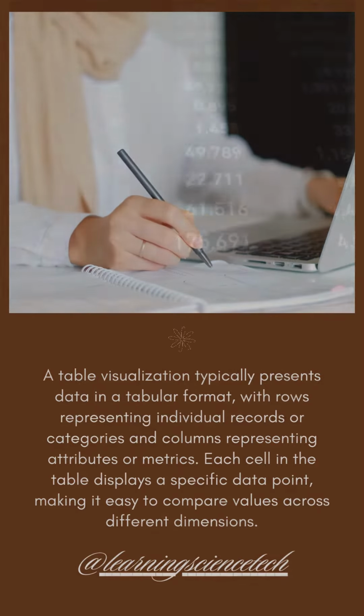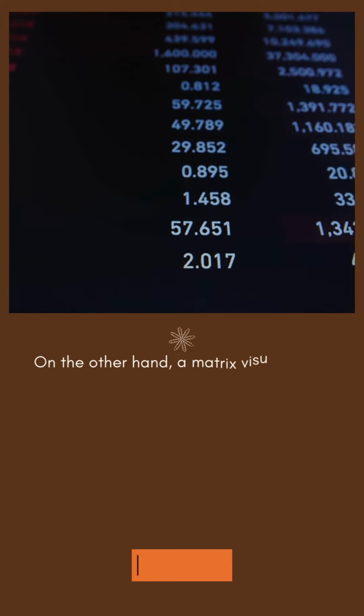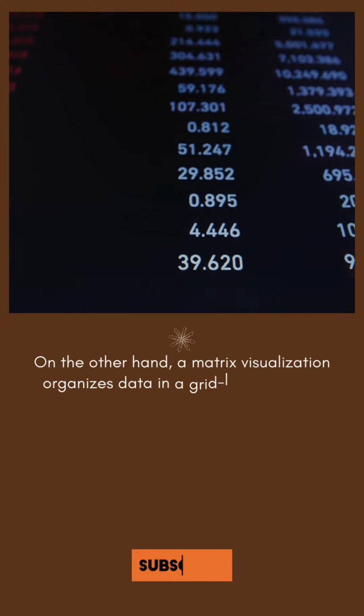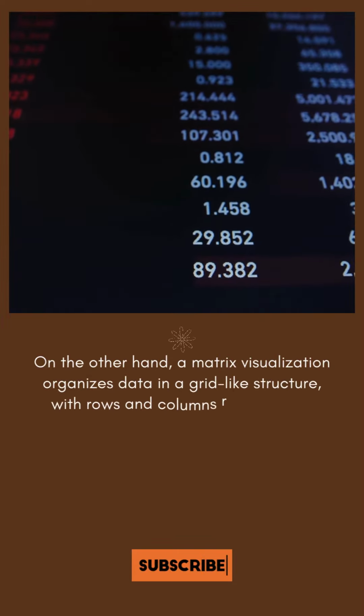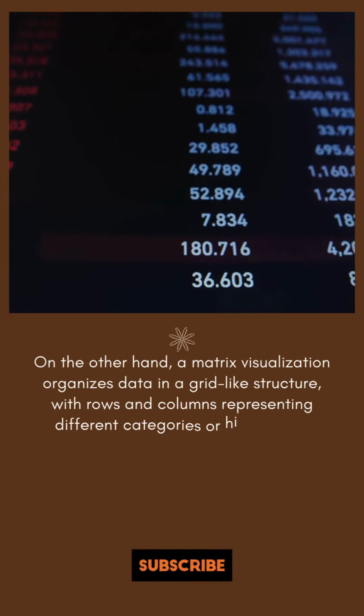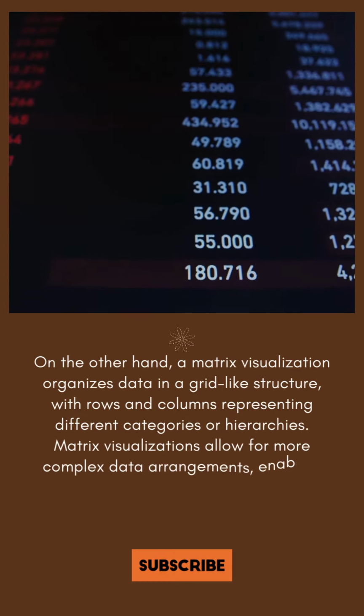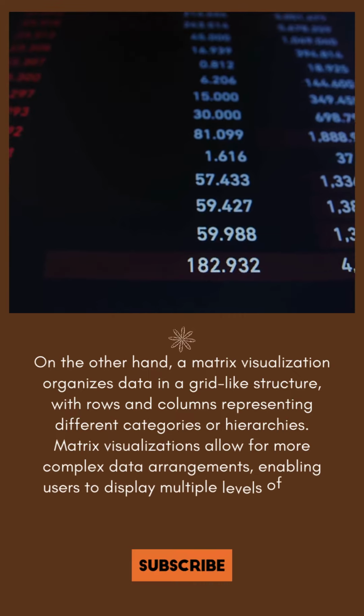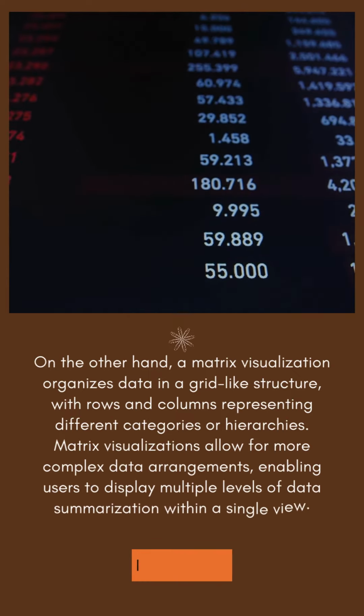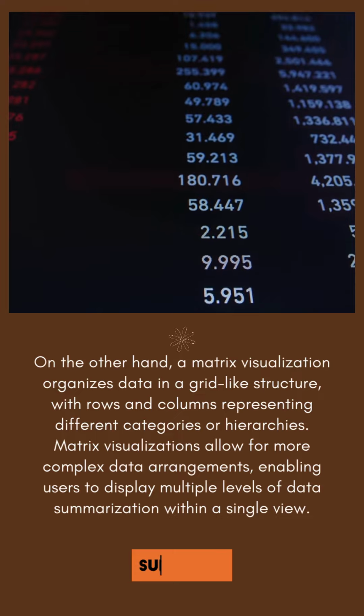different dimensions. On the other hand, a matrix visualization organizes data in a grid-like structure, with rows and columns representing different categories or hierarchies. Matrix visualizations allow for more complex data arrangements, enabling users to display multiple levels of data summarization within a single view.